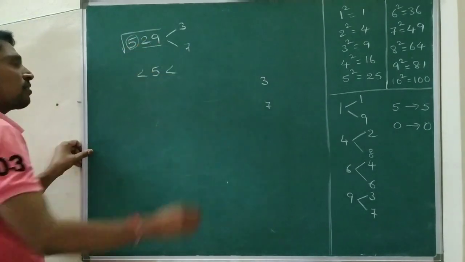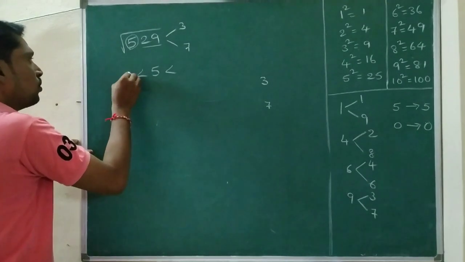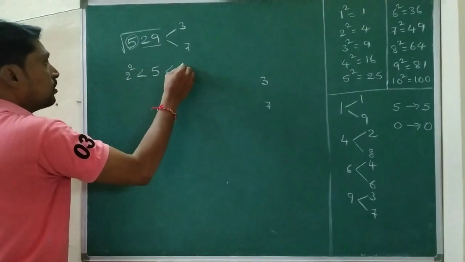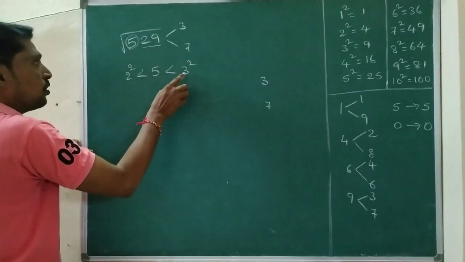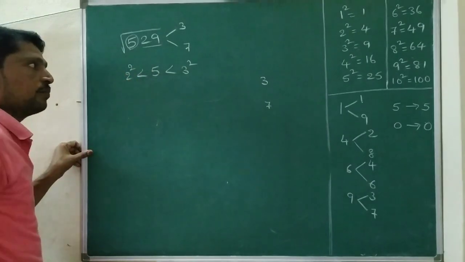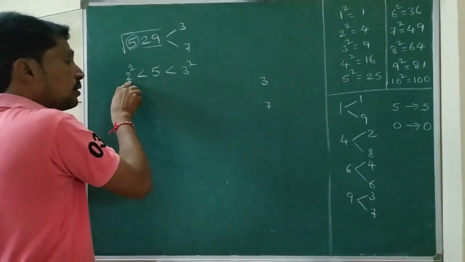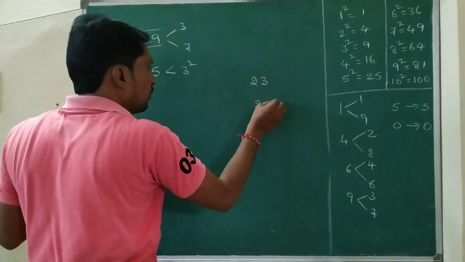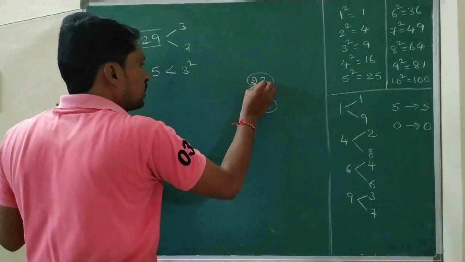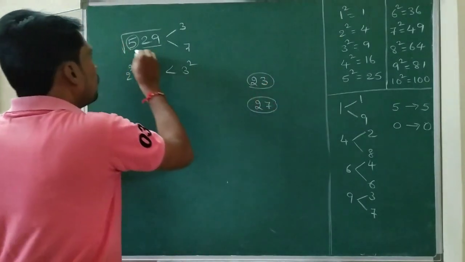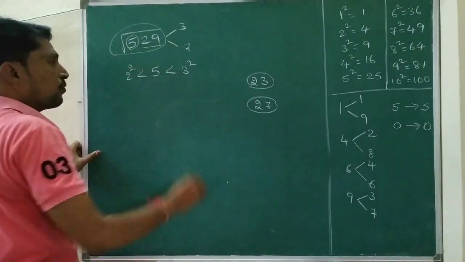Now take 5. Which numbers does it lie between? We only take square numbers: 2 square and 3 square. 2 square means 4 and 3 square means 9, so 5 lies between 4 and 9. Now we take the smaller number, so we get 23 and 27. The square root of the given number is one of these two.